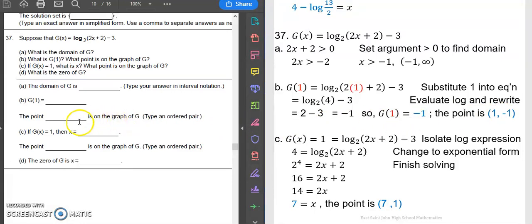For part C, it says if g of x is equal to 1, then what is x equal? So this time we're plugging in 1 for g of x.